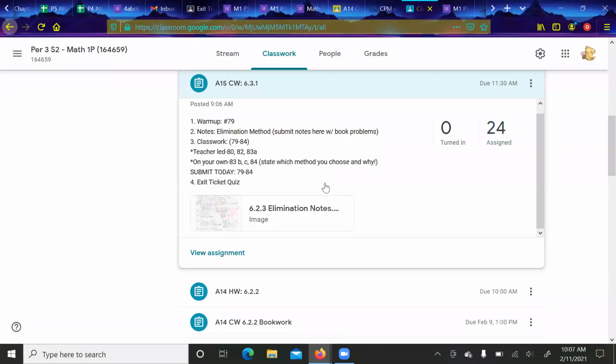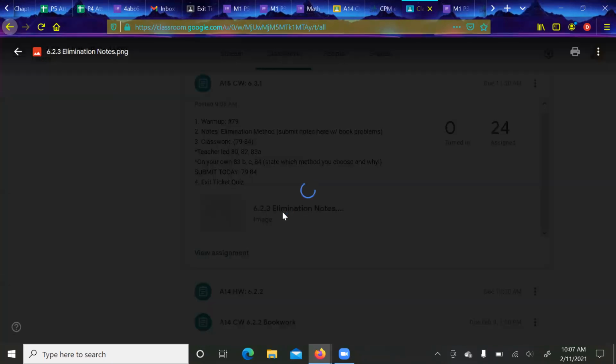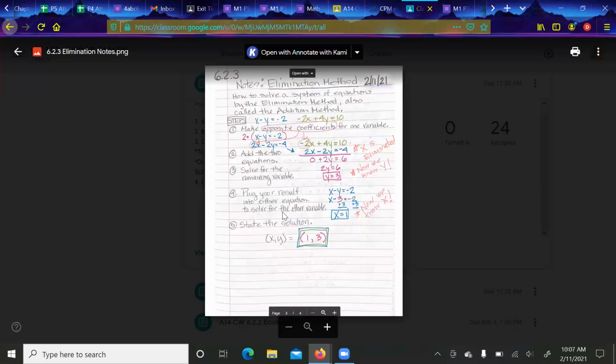Okay, so we're going to first take notes on the elimination method, okay? Because we have learned the substitution method and the equal values method, but today we're going to learn the all-important elimination method. So first thing we need to do is take notes on this.